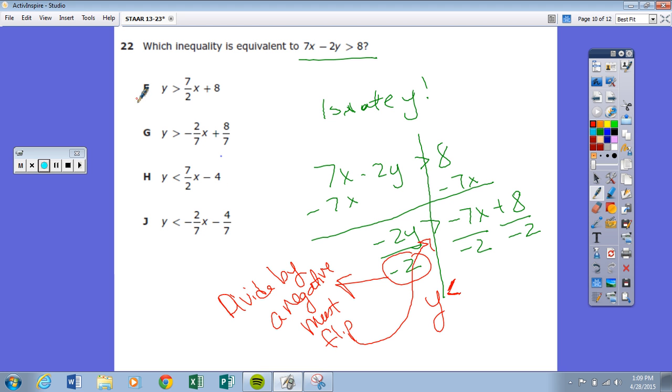So right off the bat, these two are gone. And now I've got to reduce this. So this, a negative over a negative, is a positive, and then a positive 8 divided by a negative 2 is a minus 4. So it should be h.